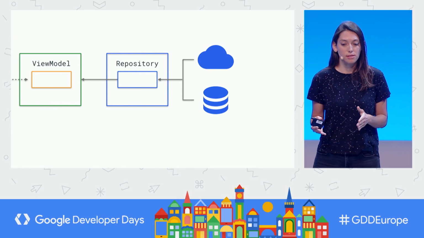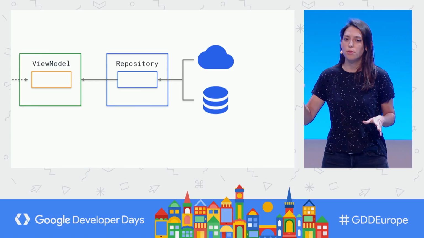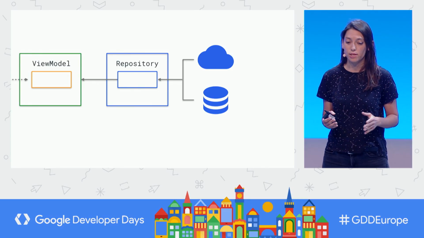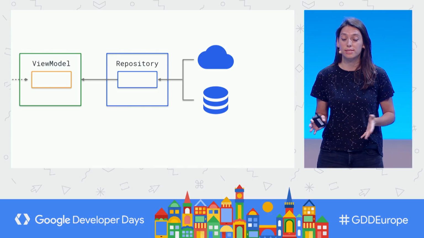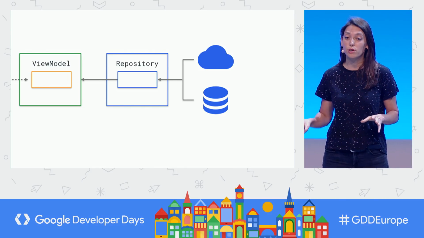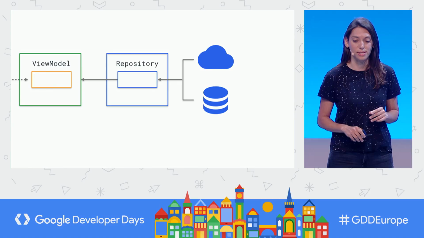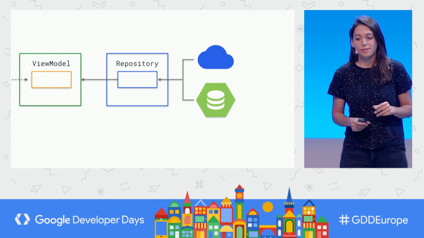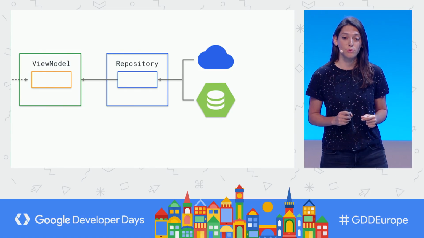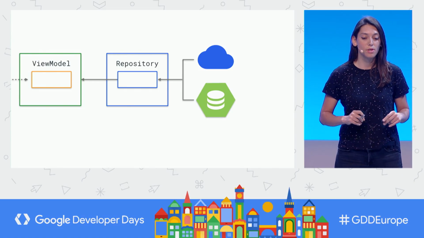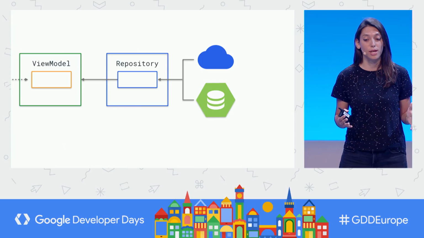So this means that the repository will know which API to call to get the user from the network. And because we want to make sure that we don't request the data too many times, we're also going to save it locally in the database. But to save the data in the database, architecture components comes with a new library, Room.